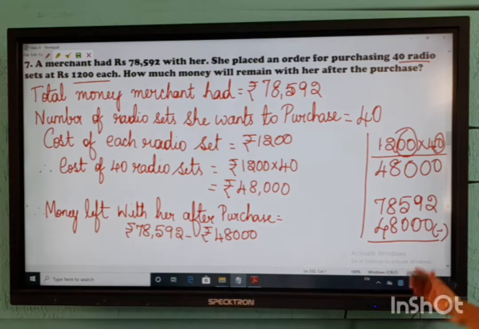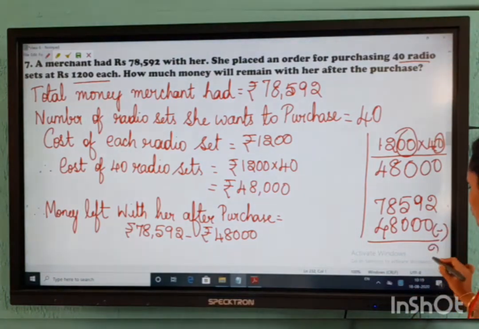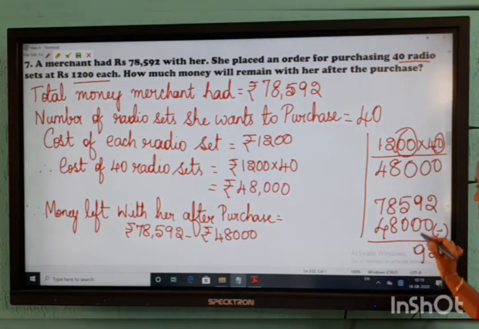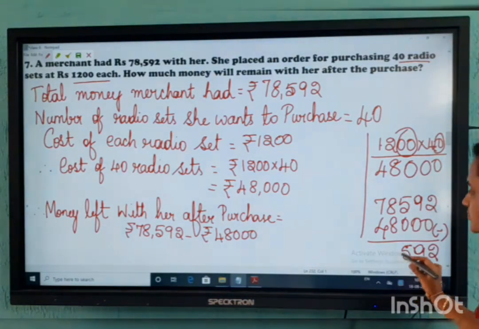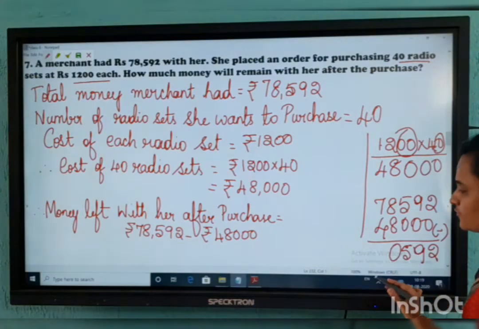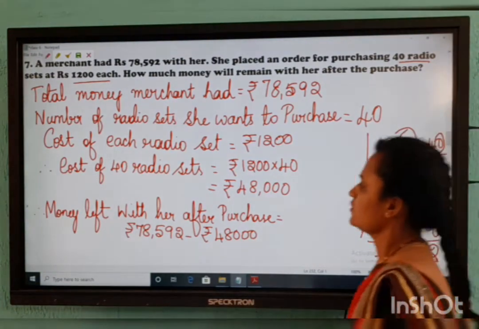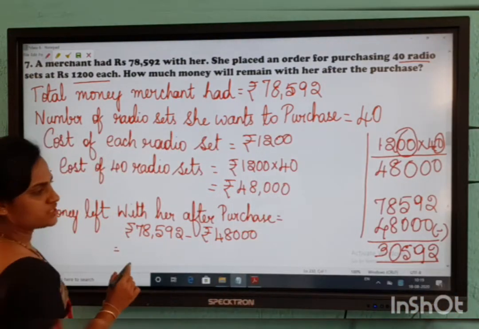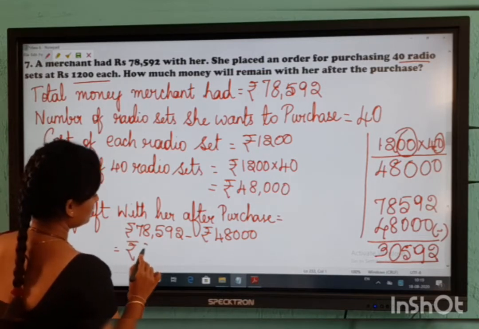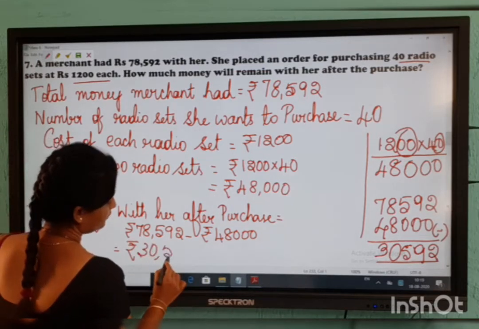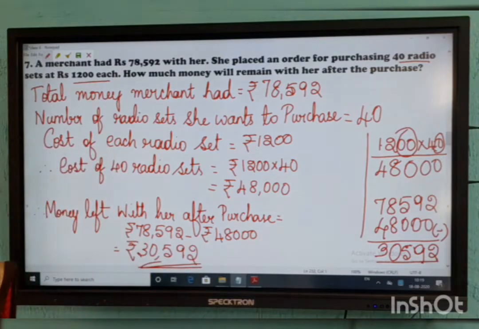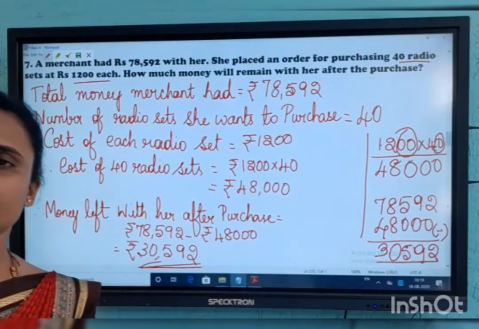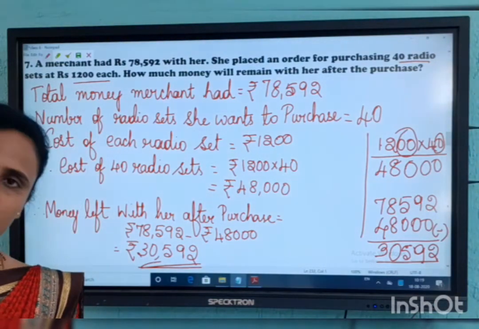Got it, children? So we will do 2 minus 0 is 2, 9 minus 0 is 9, 5 minus 0 is 5, 8 minus 8 is 0, 7 minus 4 is 3. So money left with us is rupees 30,592. So what is the left out money with her, children? So she is having 30,592 in her hand. Got it, children?